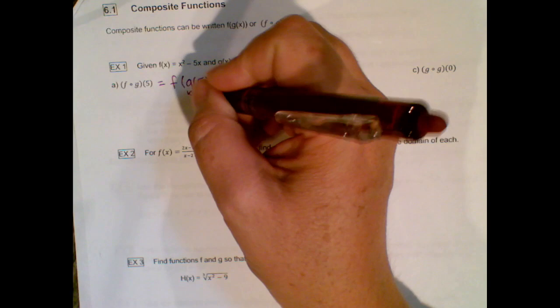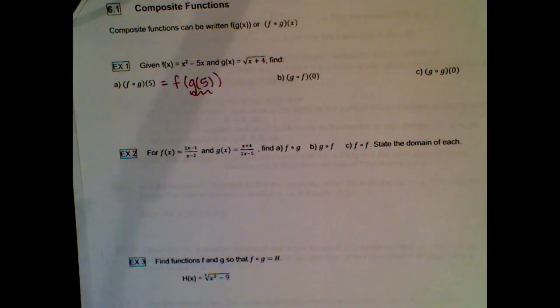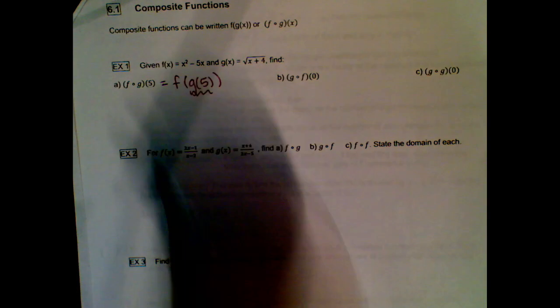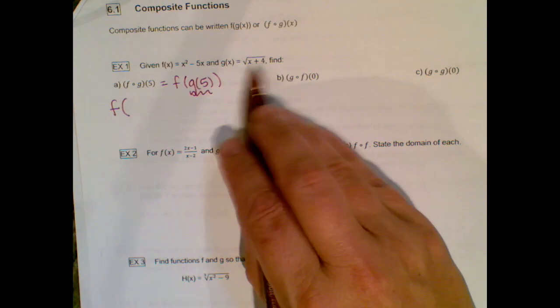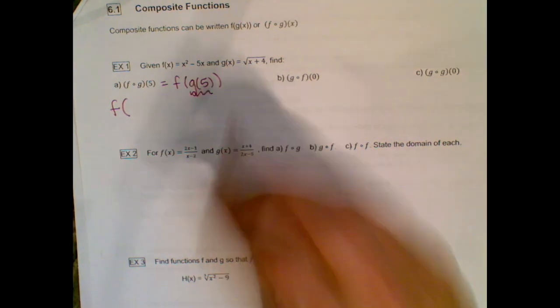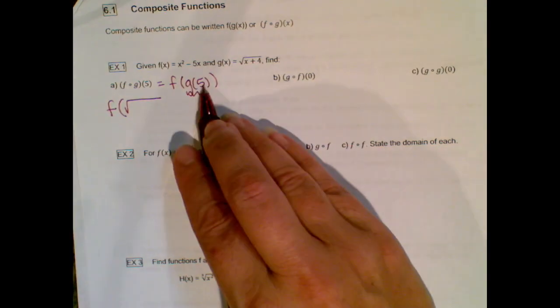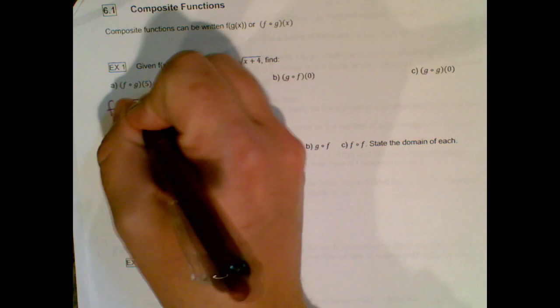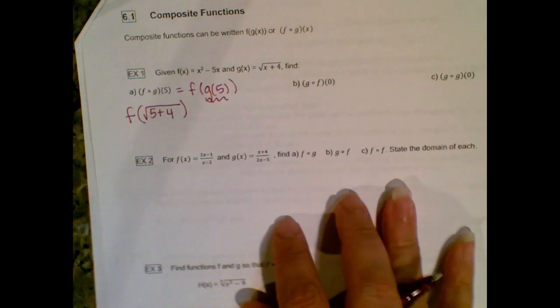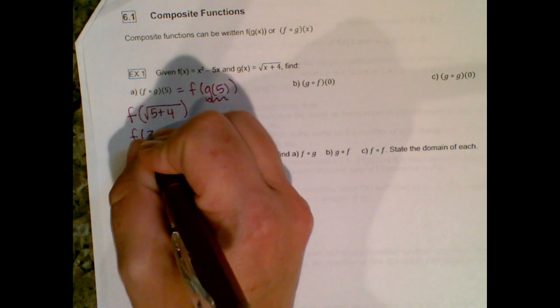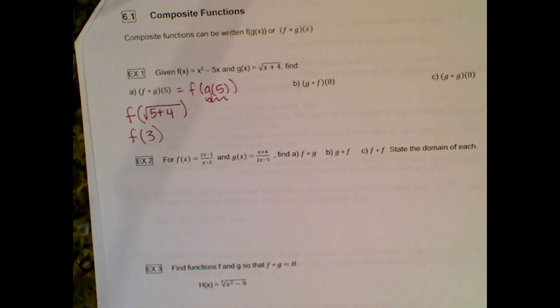So my first step is going to be to find g of 5. So f of, and now I'm going to find g of 5. So that means plug in 5 in this rule in place of x. So square root of, instead of x, my input is 5, so 5 plus 4. And then I'm going to simplify. So 5 plus 4 is obviously 9, and the square root of 9 is 3. So this simplifies to f of 3.